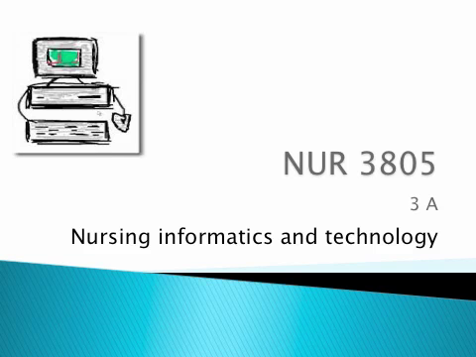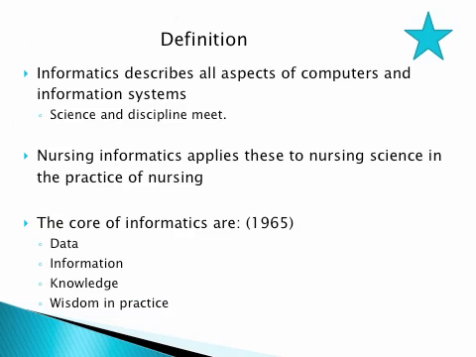So let's take a look at the meaning of nursing informatics. Blaise and Hayes describe informatics as all aspects of computers and information systems. In other words, this is where science and the discipline meet. Nursing informatics applies these to nursing science and then the practice in nursing, the core being the data, information, knowledge, and wisdom in practice.